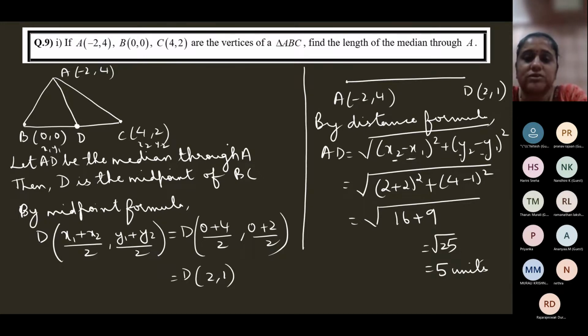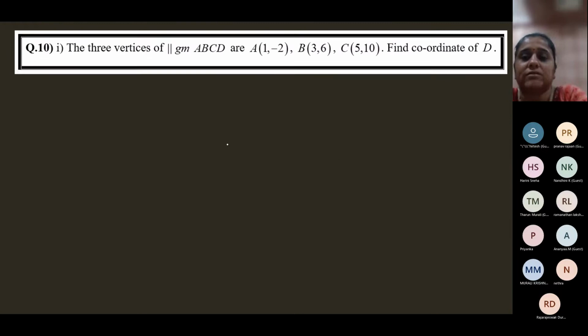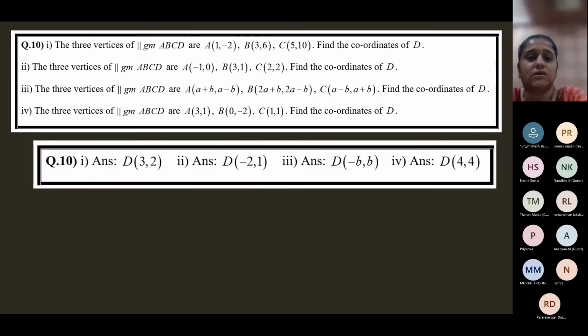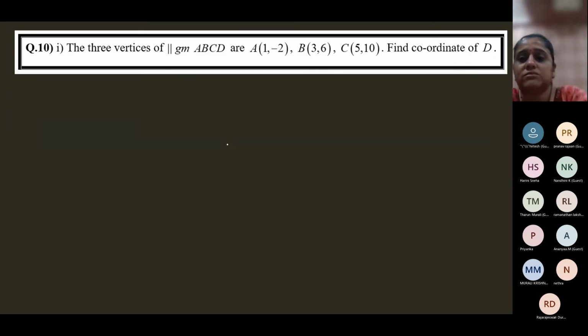All right. Next one, children. We'll do this. Three vertices of a parallelogram are given. Find the coordinates of D.